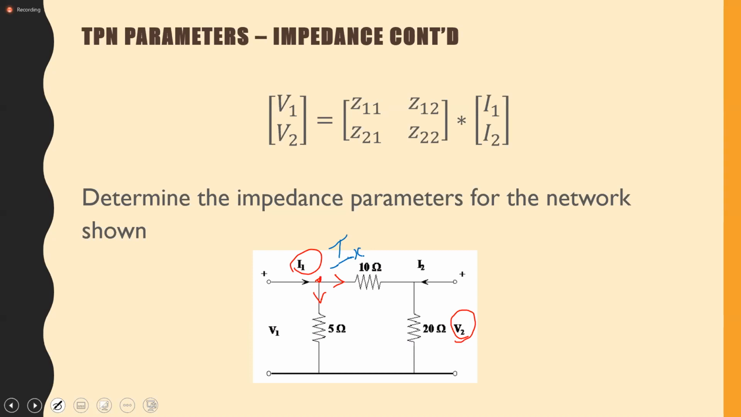Ix would then flow through the 20 ohm. And because Ix is flowing through the 20 ohm, I'd be able to find the voltage drop across the 20 ohm, which would be equal to V2. So I then have an expression in terms of I1 and V2, and then I extract the relationship V2 over I1, which is Z21. Right? So that's the approach.